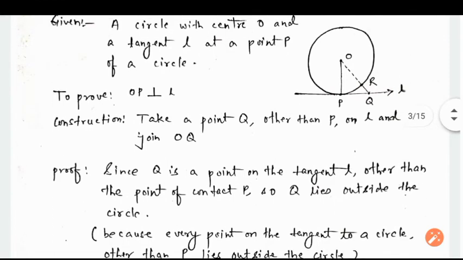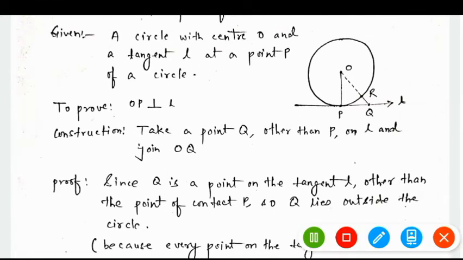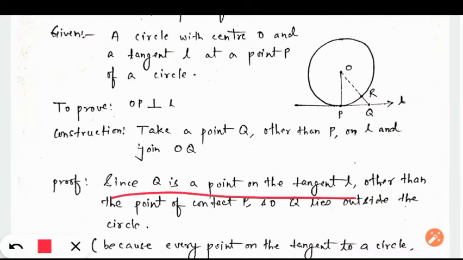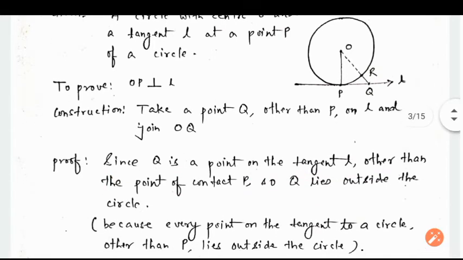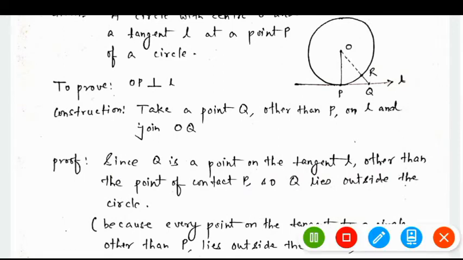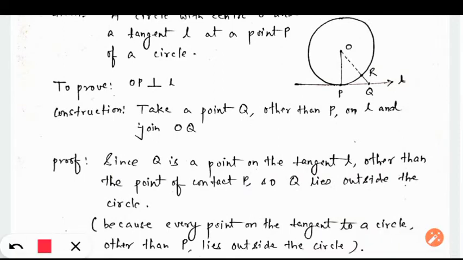Now come to the proof. Since Q is a point on the tangent L other than the point of contact P, Q must lie outside the circle. So Q lies outside the circle because this point Q is taken on the tangent, and that point Q is different from the point of contact P. So where will it lie?